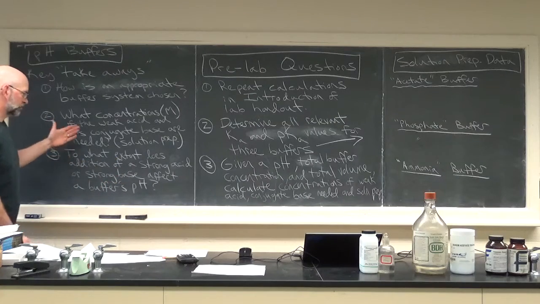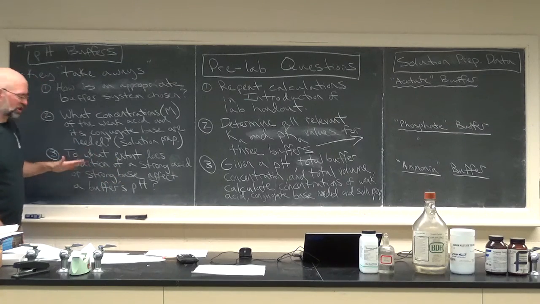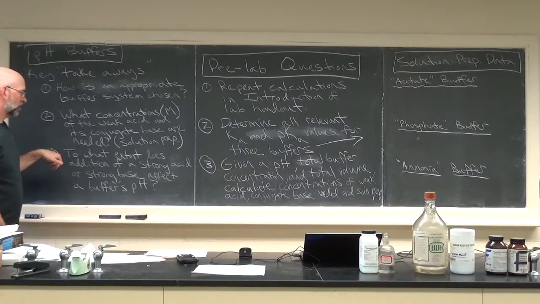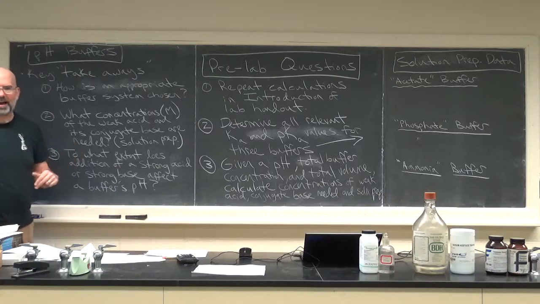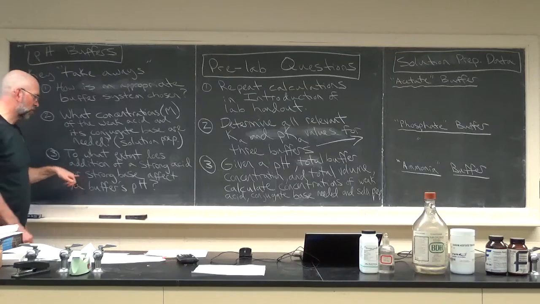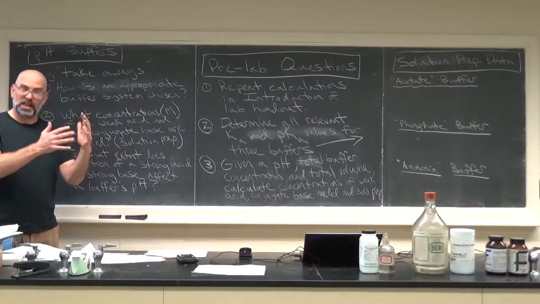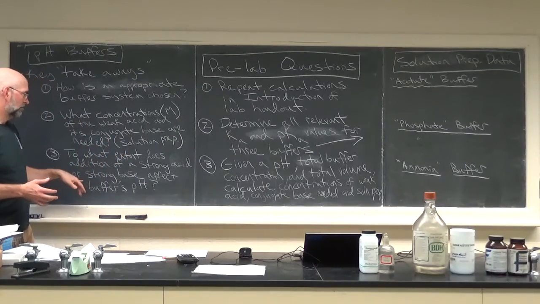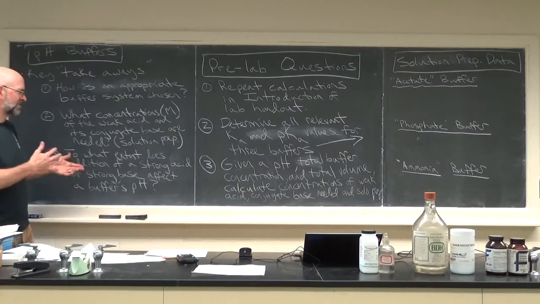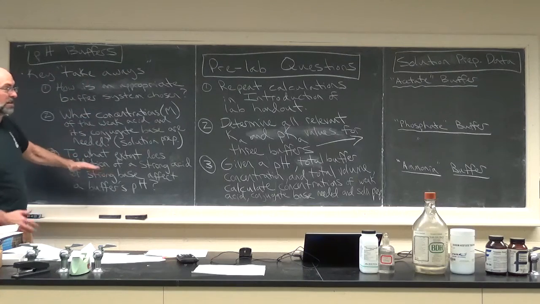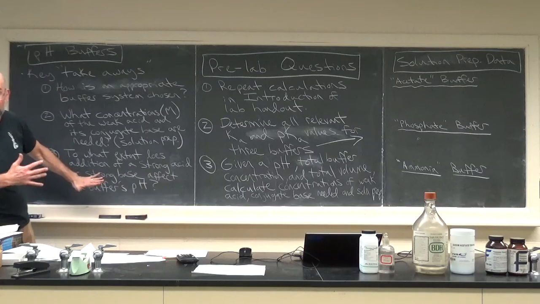And then the last question, which is one I'm not sure we're going to get to in lab with an hour and a half. That might be kind of tough. Is when you add a strong acid, so one that completely dissociates, or a strong base that completely dissociates and gives you OH minus, neutralizing acid, to what extent does that affect the buffer's pH? Okay, so those are the big ones. And again, the answer is it shouldn't affect it much.